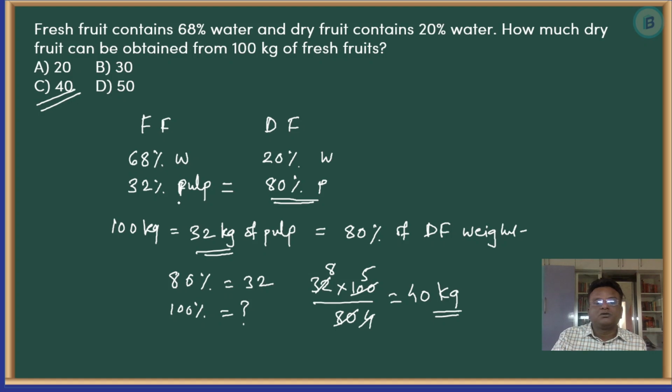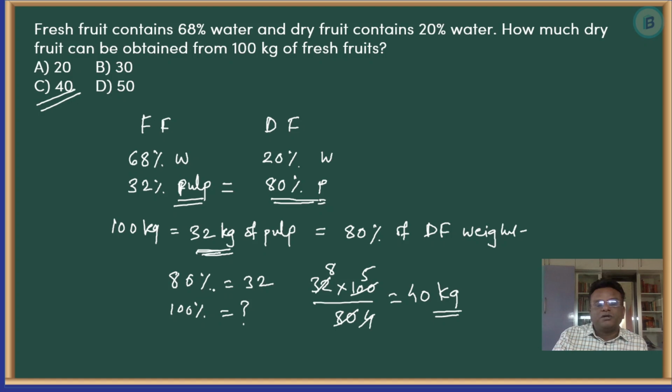The main important thing to understand is this pulp quantity will be the same. It is only the water quantity which is varying. And in 100 kg of fresh fruit, whatever pulp you are getting, which is 32 kg, the same amount of pulp would be there in the dry fruit, but in dry fruit that would be 80% of the dry fruit's weight.